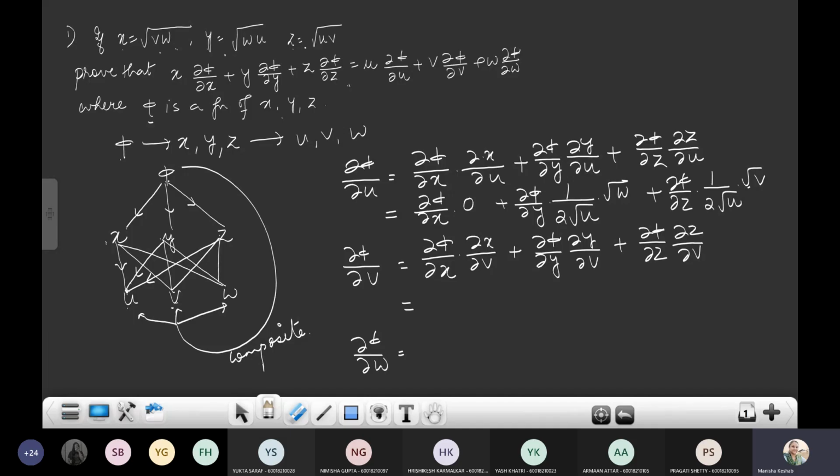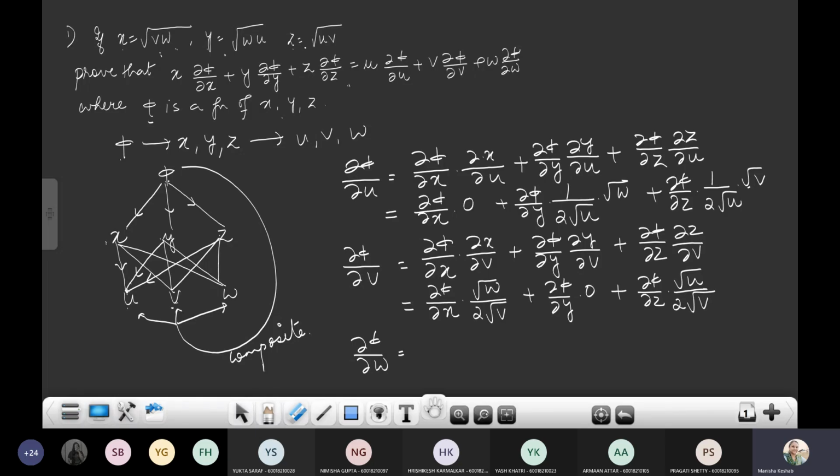So which is equal to now del phi del x into del x del v. So here there is v, but root w is there, so root w is constant. So 1 upon 2 root v plus del phi del y into now y with respect to v. There's no v, so it is 0. Then we have del phi del z into del z del v. So del z del v is root u upon 2.